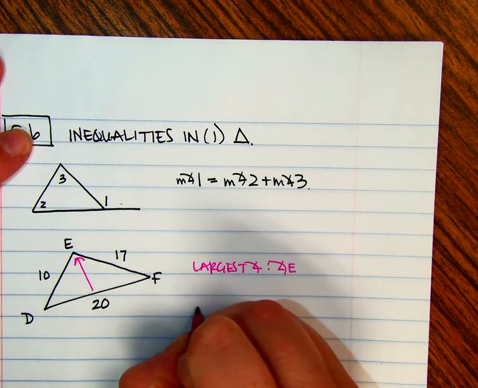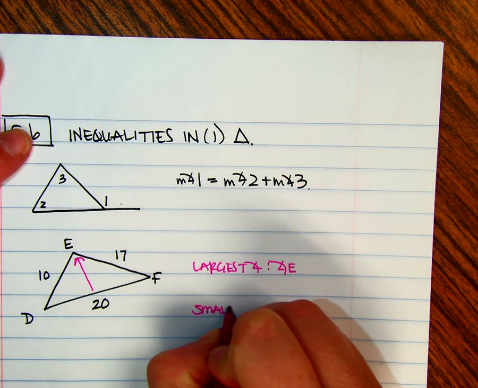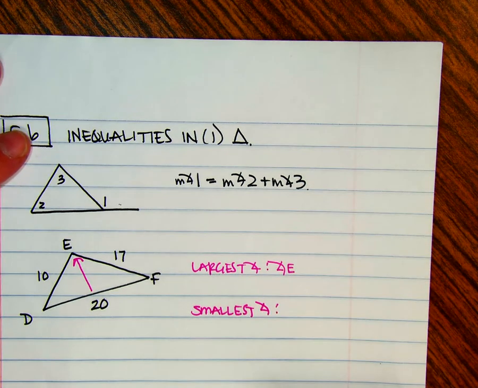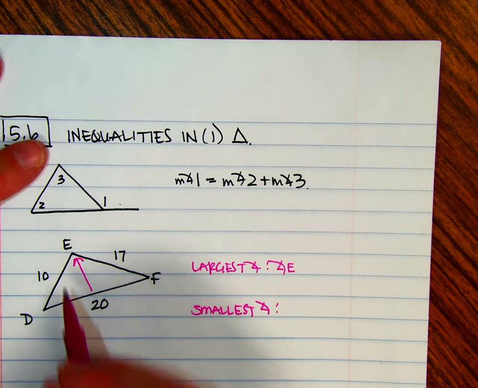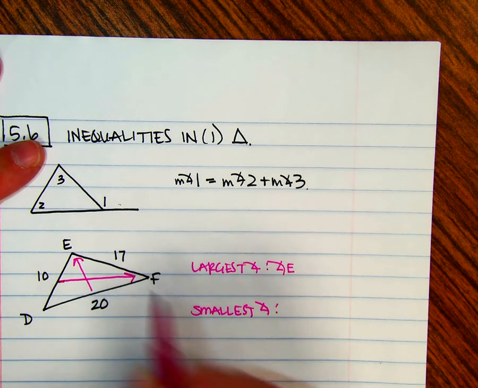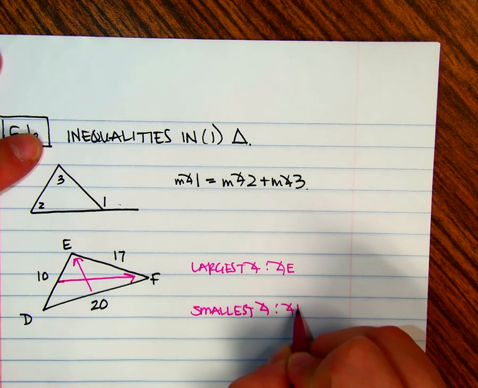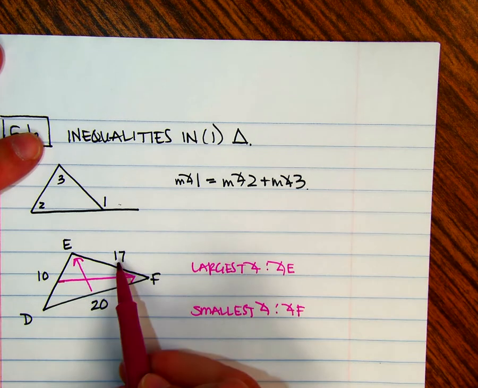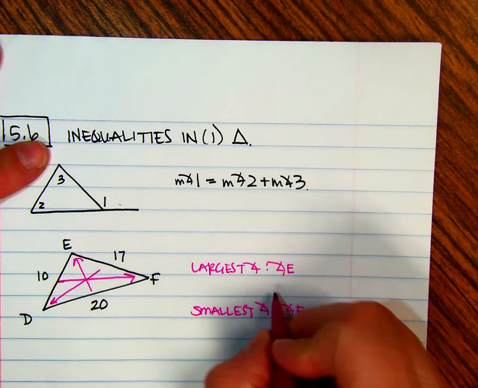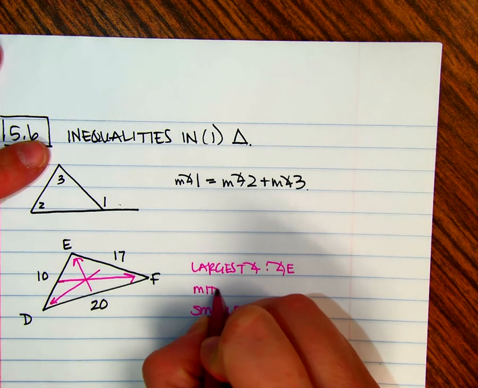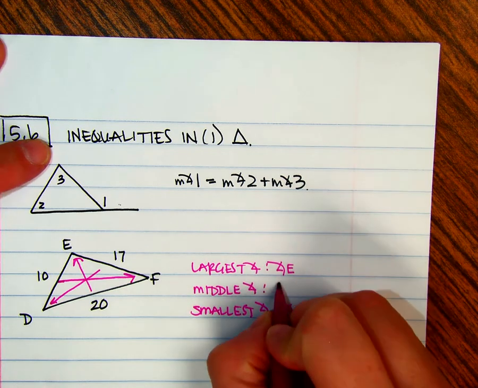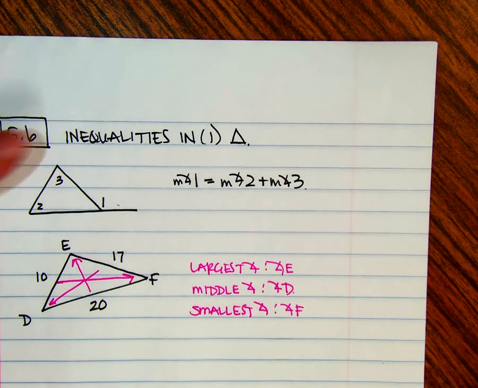I think the easiest one to find then is the smallest. The smallest angle is going to be opposite the smallest side, or the shortest side, which is the 10, so that would lead me to F. And then whatever's left over, 17 is the middle length, and D is opposite. I'm going to put middle here. Typically we're looking for the largest or the smallest. The middle one would be angle D.